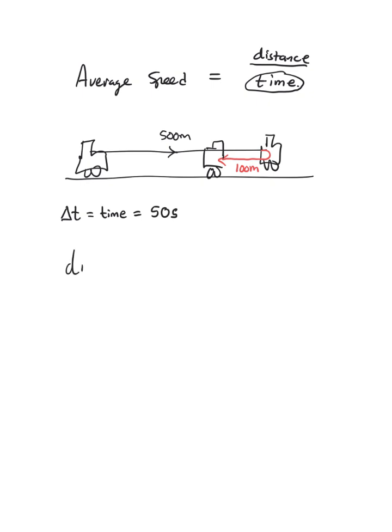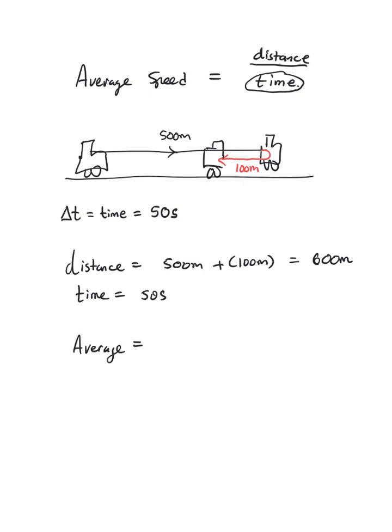Okay, so the distance traveled is the total length traveled. So 500 meters to the right plus 100 meters to the left. Remember, distance is a scalar, so even though the car was moving to the left, the distance is still positive. So that would give me a total distance traveled of 600 meters, and the time that it took is 50 seconds. So the average speed over this time interval would be 600 meters in 50 seconds, which would give me 12 meters per second.